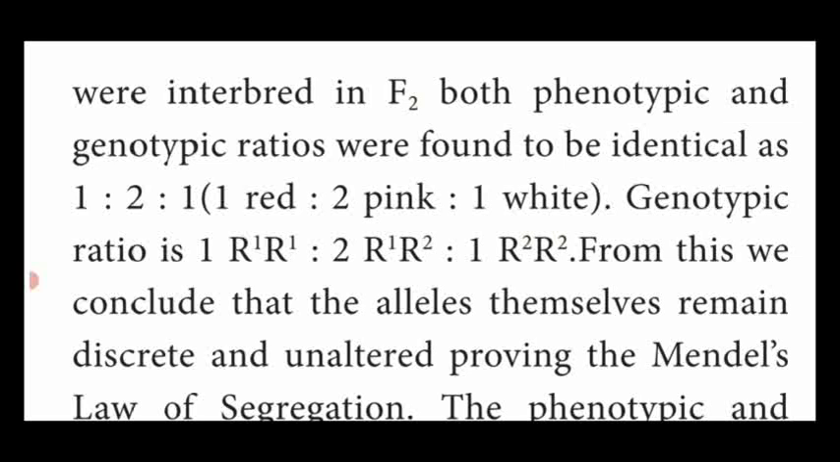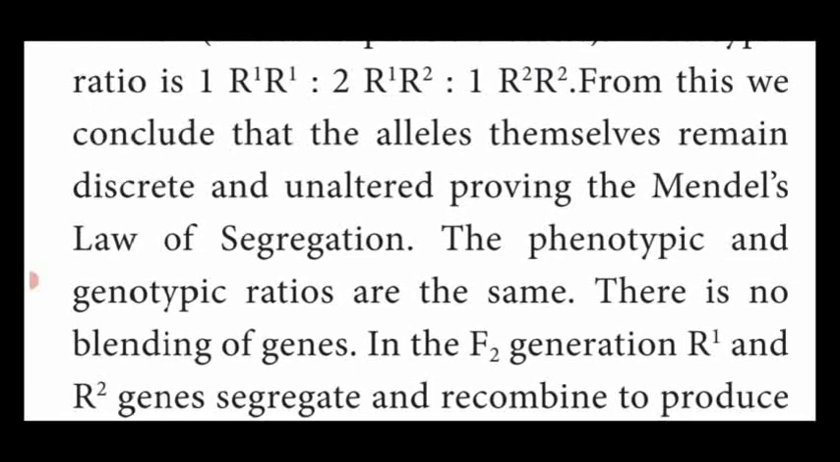When you are coming to the genotypic ratio, what is the genotypic ratio? R1 R1 for red color. Then intermediate R1 R2, which is 2 in number. Then R2 R2 is the white color. Here students, Bateson concluded that the alleles themselves remain discrete and unaltered, proving Mendel's law of segregation.